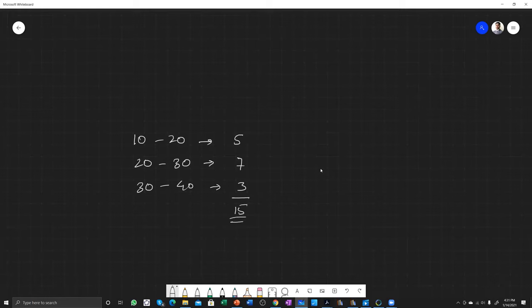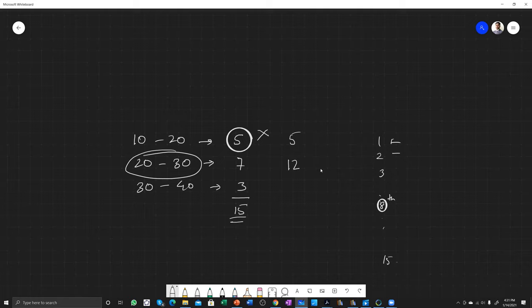Now, where do you think the median will be? There are 15 items. Where will the median be? Which number is the median? The eighth number is the median. Yes or no? So where will the eighth number be? The top five are here, gone. So the eighth number is not there. Certainly the eighth number is here. Yes or no? The eighth number will be between 20 and 30. Do you agree? Why? Because this is 5 and this is 5 plus 7, 12, and 8 is less than 12. So certainly the eighth number is in this class. Where is that, and how do I calculate that? Don't you think the eighth number is certainly greater than 20? Yes or no? It's more than 20, right? And less than 30 also.